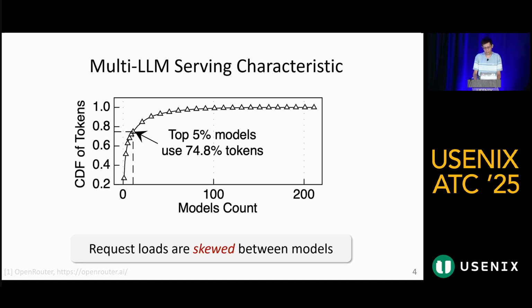A key characteristic of these multi-LLM workloads is a highly skewed workload. We confirm this by analyzing production traces from OpenRouter, a large model-as-a-service serving platform. As the CDF plot shows, the demand is far from uniform. The top 5% of models account for nearly 75% of the token workload. That means several hot models receive a large percentage of the requests, and many more cold models receive a small portion. This extreme imbalance between hot and cold models is the central challenge we must address for efficient serving.